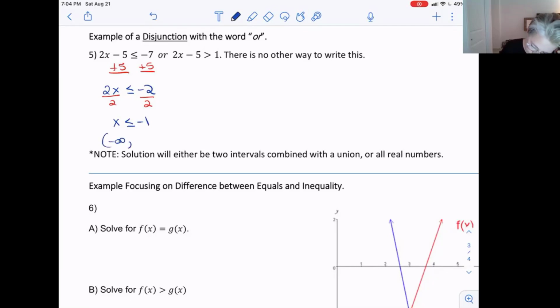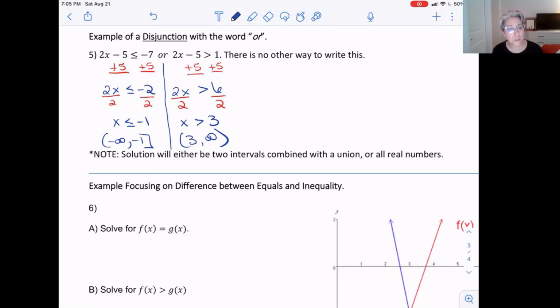Writing that in interval notation, we get -infinity to -1 with a bracket on the -1. Now let's work with the second inequality. We would need to add 5 to both sides. This would give us 2x greater than 6. Divide by the coefficient of 2, we get x is greater than 3. That means anything higher than 3 would work, just 3 is not included.